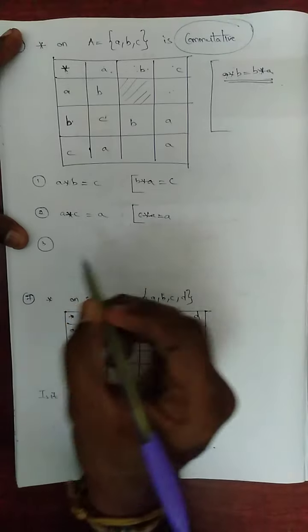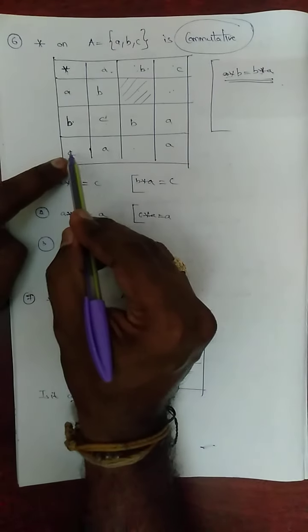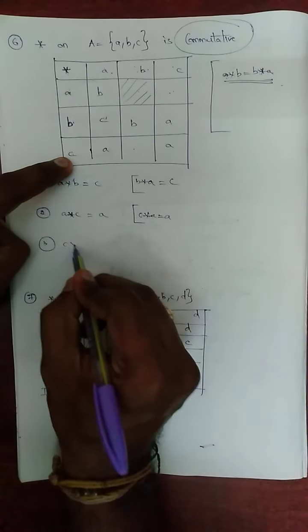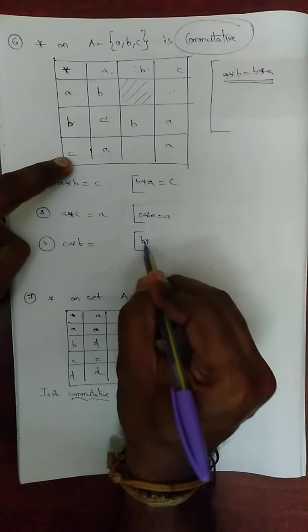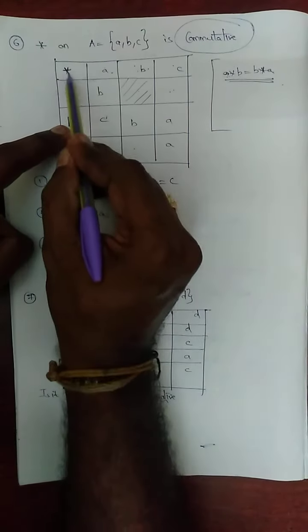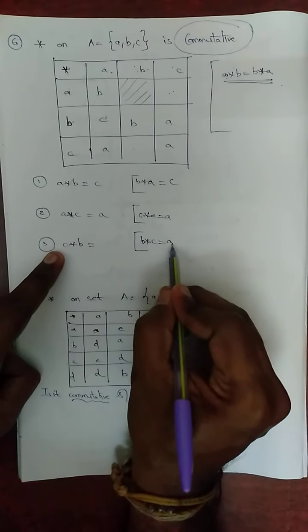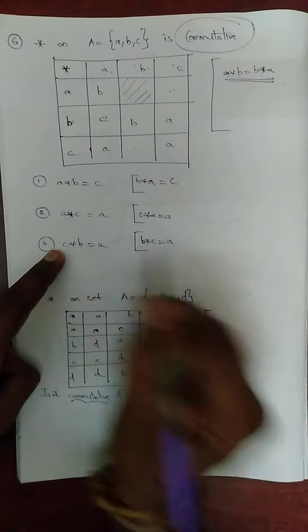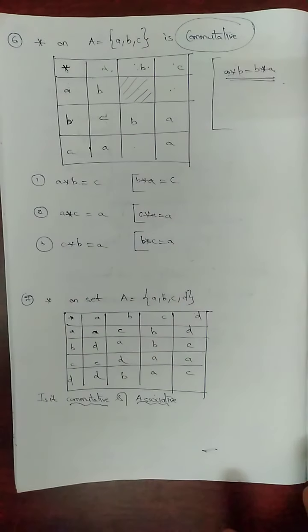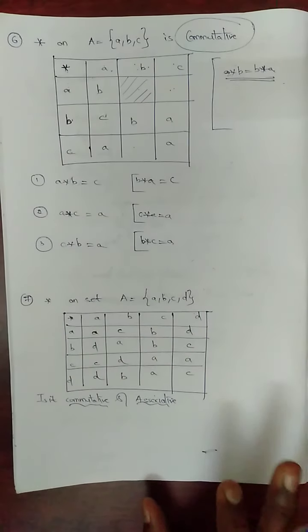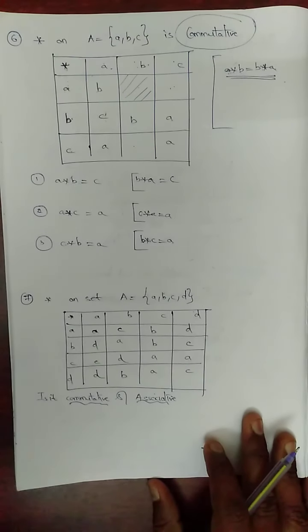So next, the third and last one. This is C star B. Next I need to find C star B. Before finding C star B, first I will find B star C. What is B star C? It is nothing but A. If B star C is A, then C star B is also A. This is the final answer we need to give in the sum. Very easily we have finished this sixth sum.